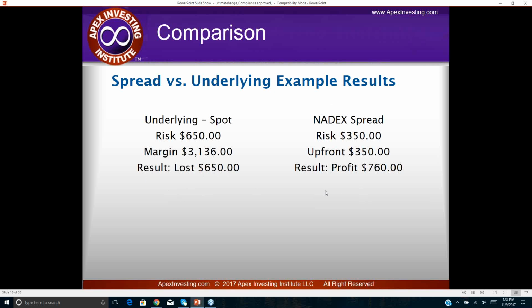Well, I had a capped risk. I didn't need a stop on that one. I had a capped known risk ahead of time. It popped up against me, then it came down in the direction I thought it was going, and I resulted in $760 of profit, as opposed to losing $650. I had $650 risk as opposed with Nadex $350. I had $3,100 margin as opposed to $350.